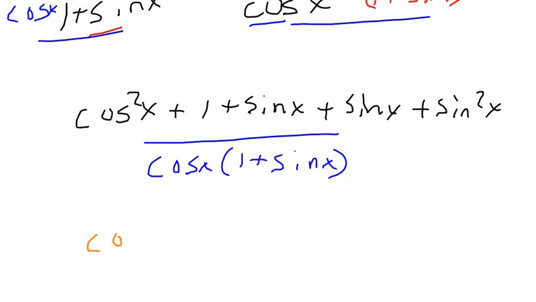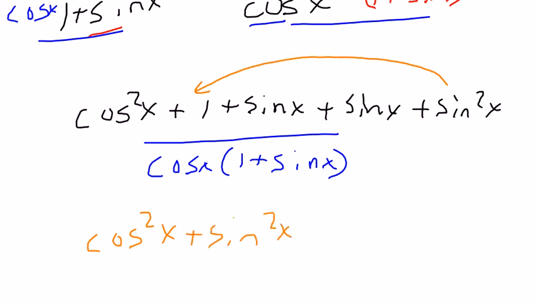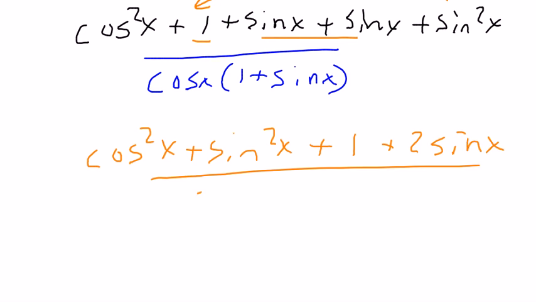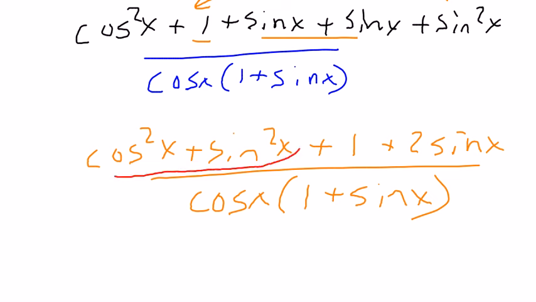On top, I still have cosine squared. I'm going to write this next to it, plus sine squared, plus 1, plus 2 of these. Okay, on the bottom, I still have cosine of x times 1 plus sine of x. These two over here, from page 372, if you take sine squared plus cosine squared, you get 1.